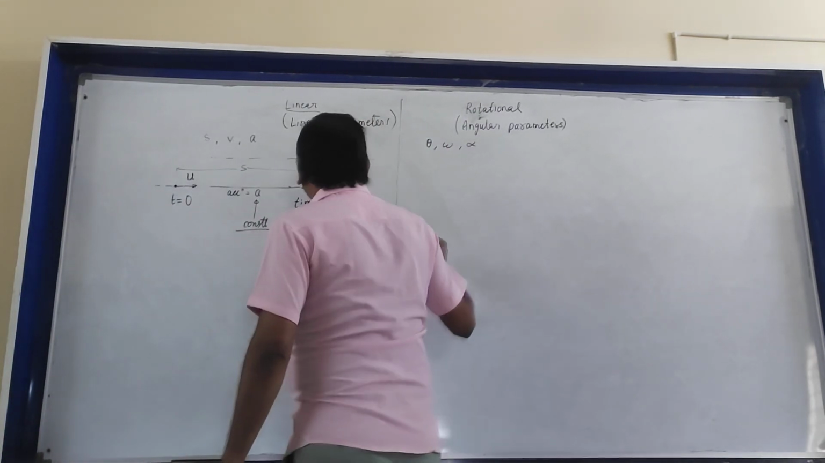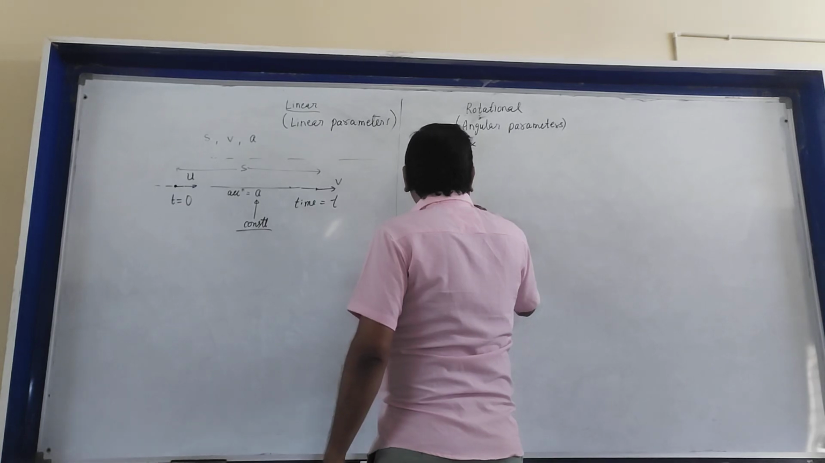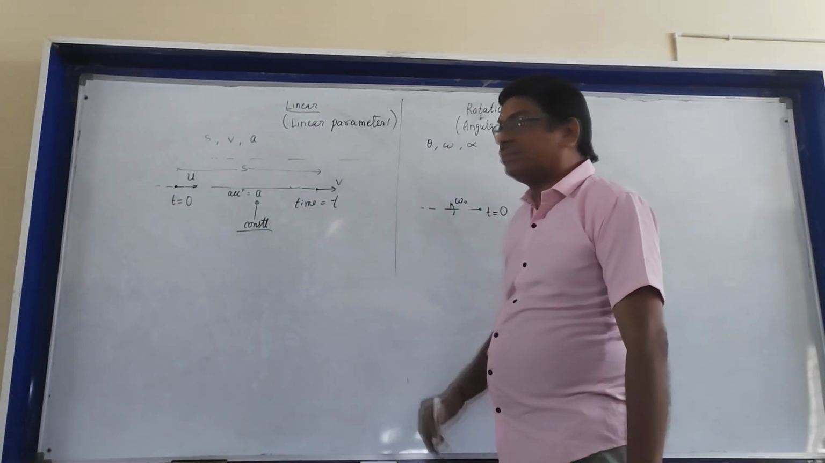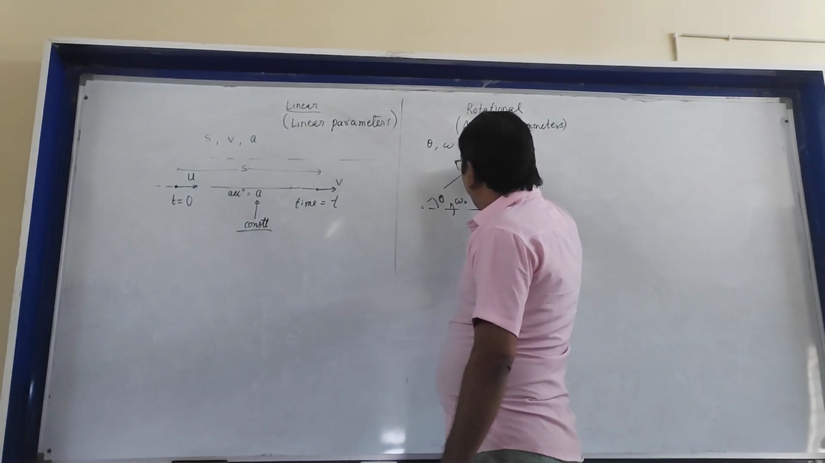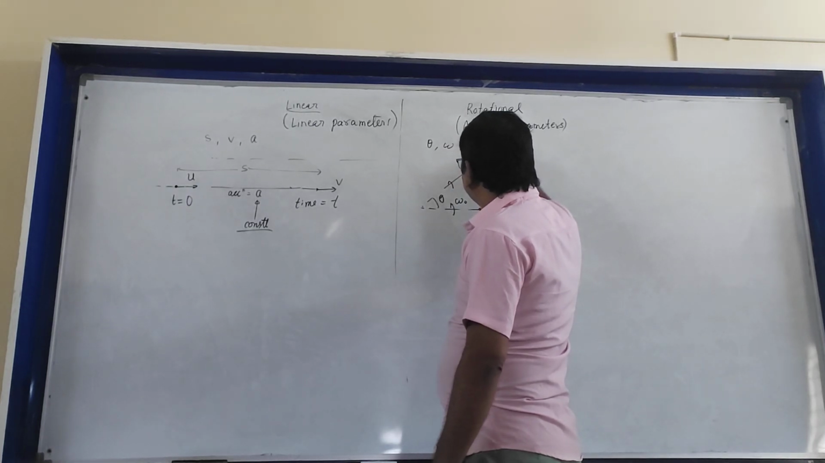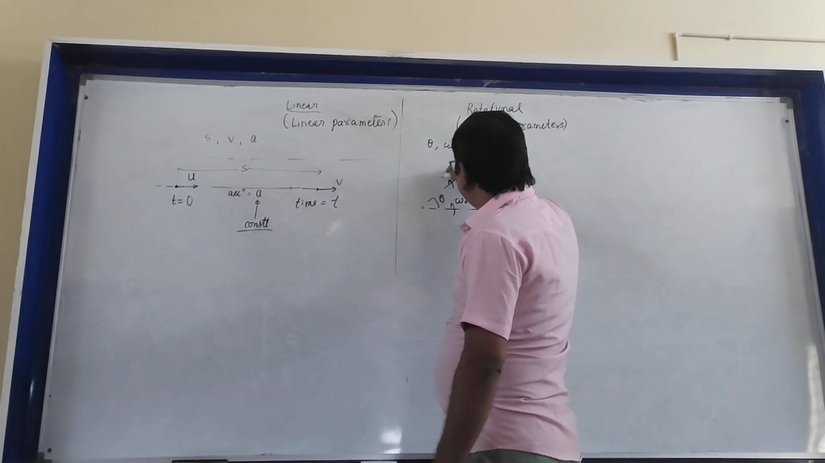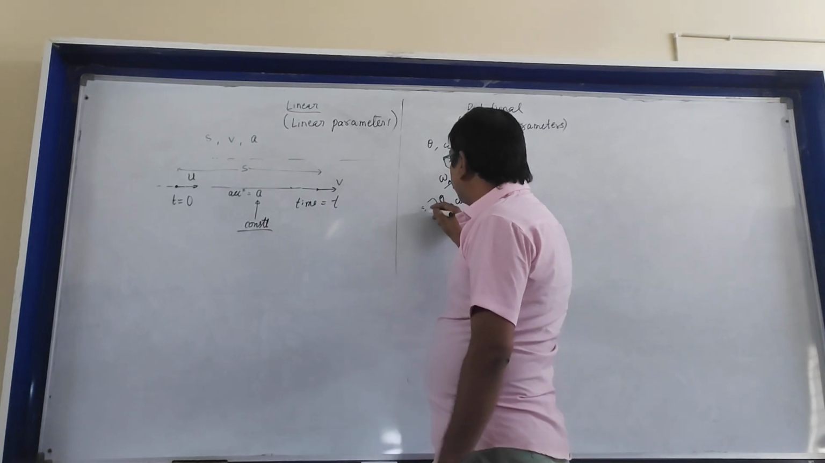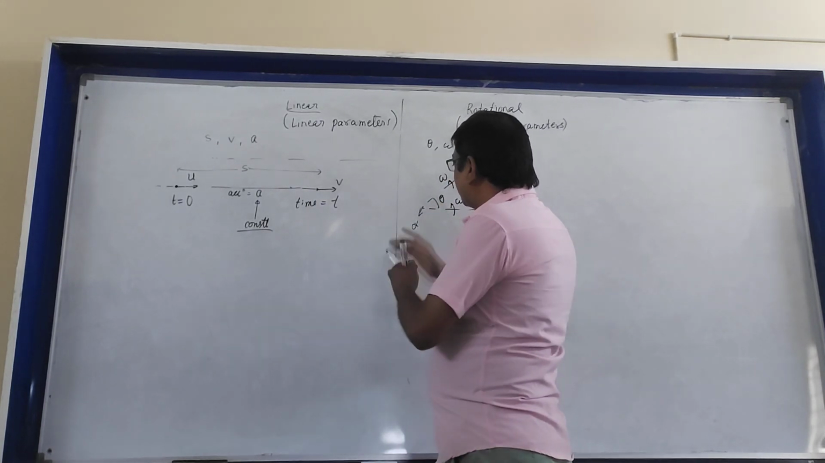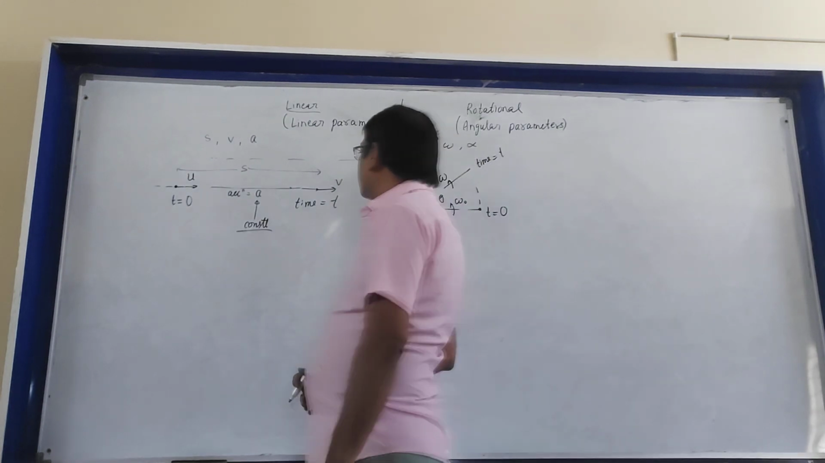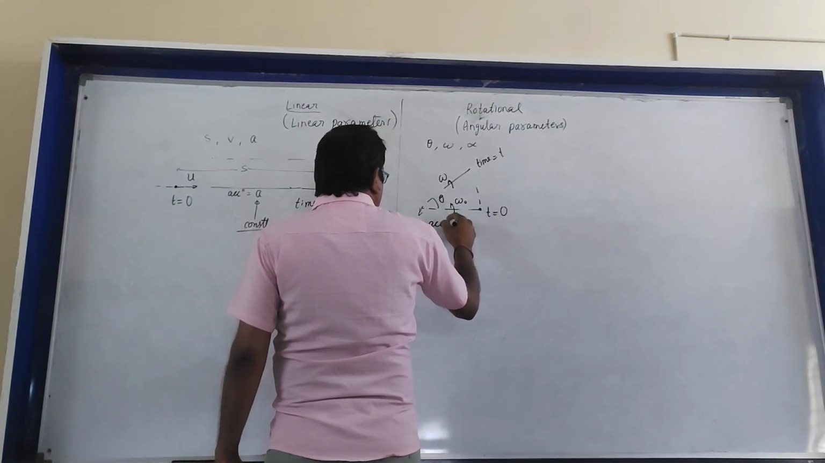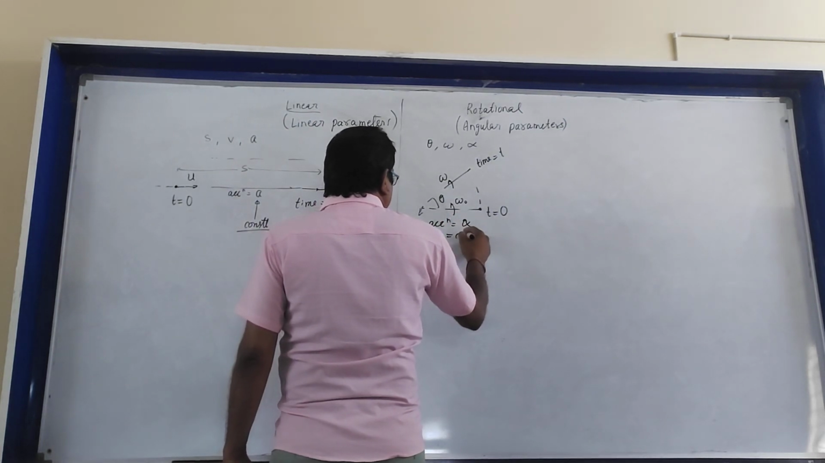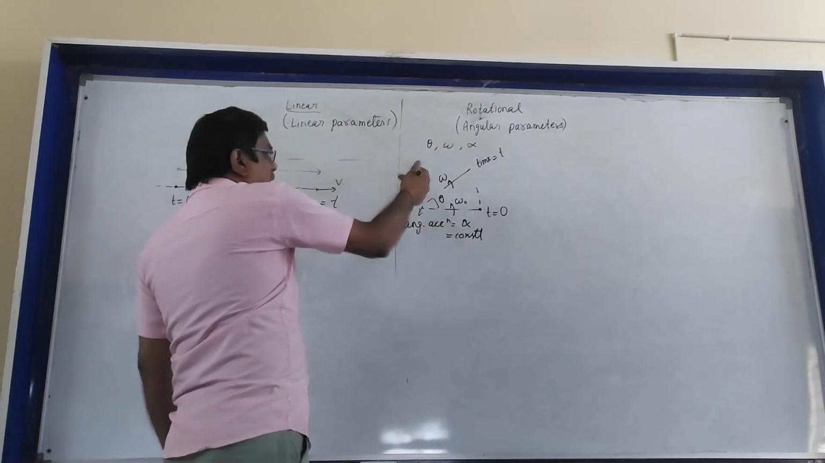Now, similarly here, let us say that initially when you started counting the time, the angular velocity was omega naught. Meanwhile, it underwent an angular displacement theta, and after time t, the angular velocity became omega and the angular acceleration is alpha, and this is constant. Angular acceleration is constant. So we have the same type of equations.